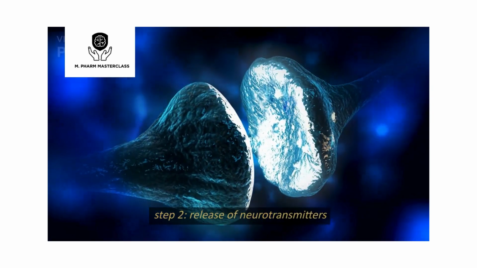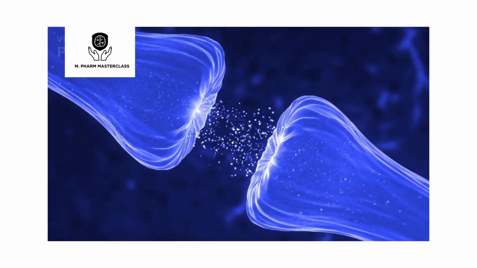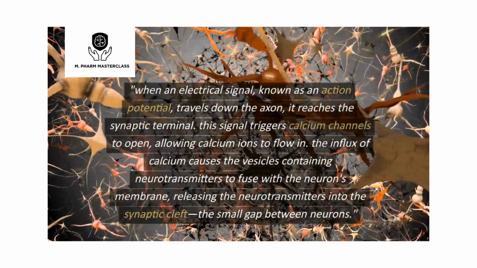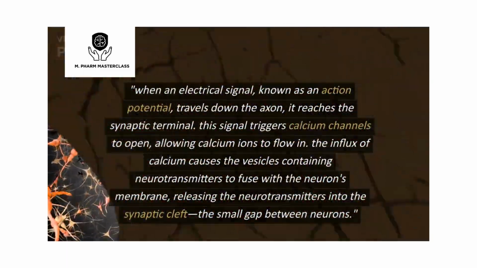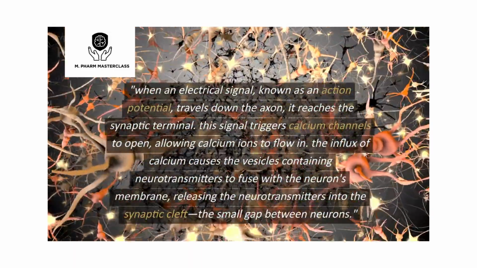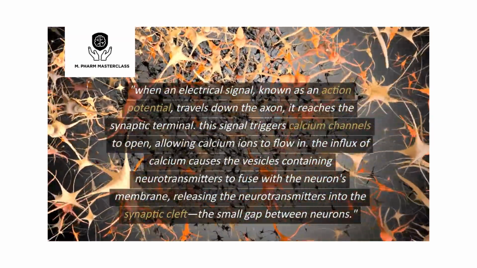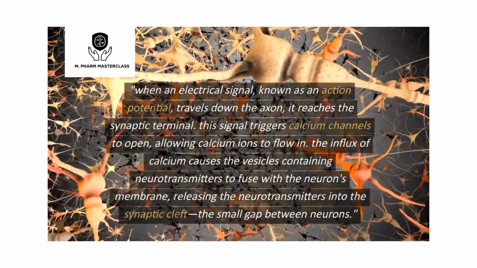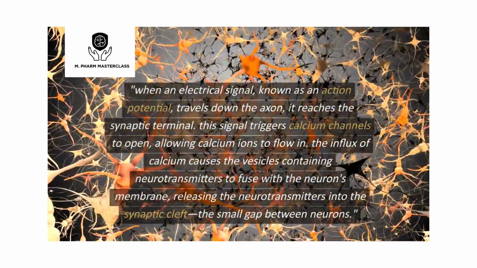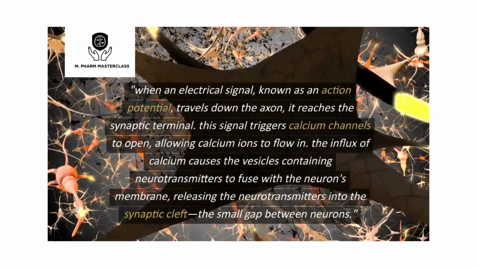Step 2. Release of neurotransmitters. Visual. An action potential traveling down the axon, leading to vesicles fusing with the neuronal membrane. When an electrical signal, known as an action potential, travels down the axon, it reaches the synaptic terminal. This signal triggers calcium channels to open, allowing calcium ions to flow in. The influx of calcium causes the vesicles containing neurotransmitters to fuse with the neuron's membrane, releasing the neurotransmitters into the synaptic cleft, the small gap between neurons.